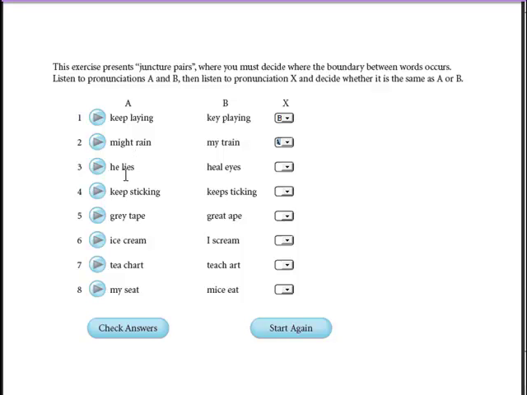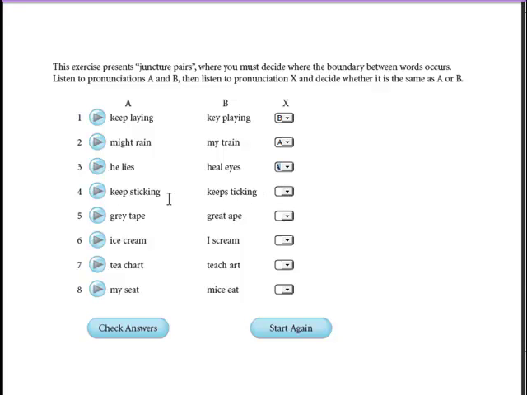He lies or he'll eyes? He lies. Which do you think? If you said A, you are correct.